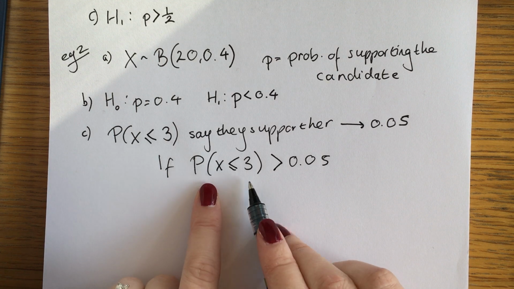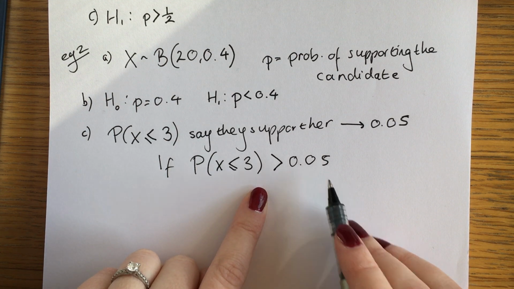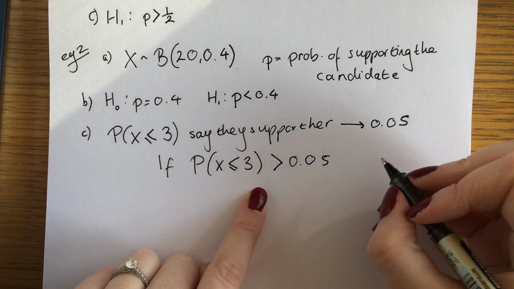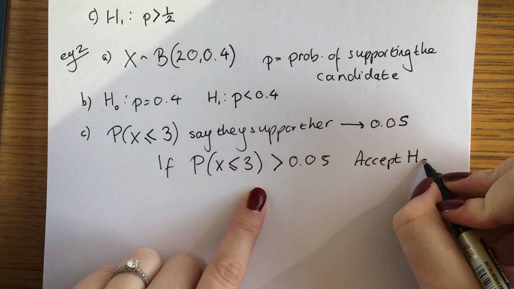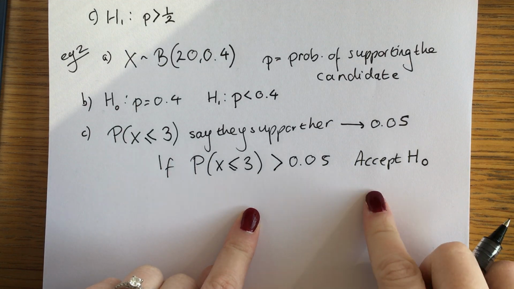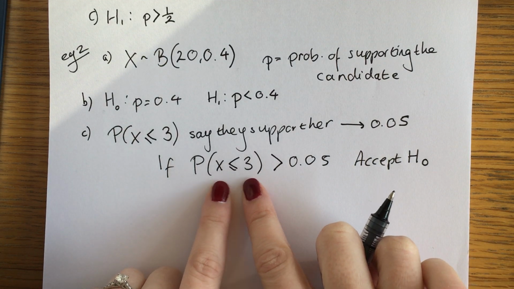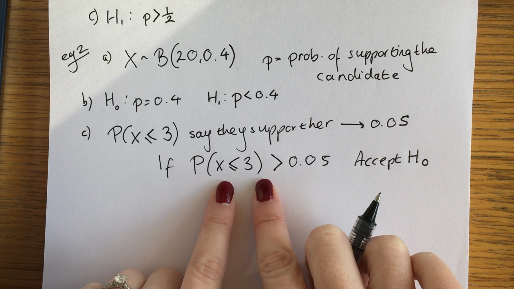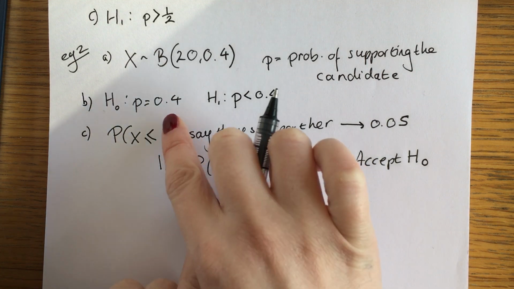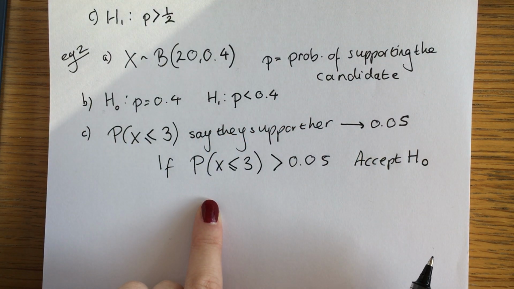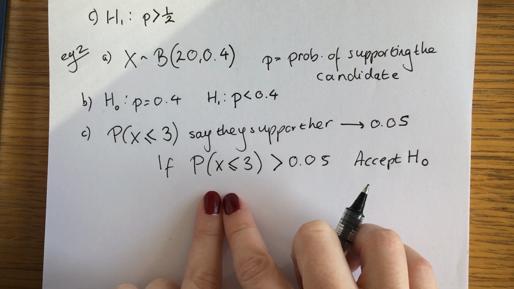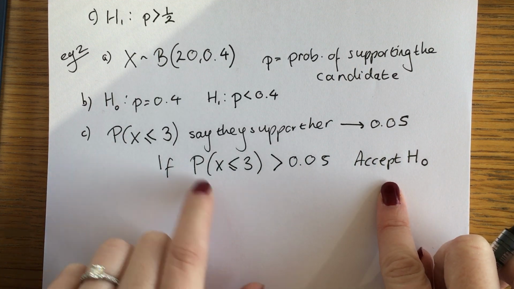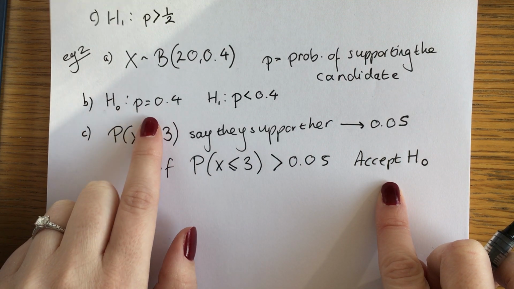If we think that 3 people or less has more than 5% chance of happening, then we do what's called accept our null hypothesis. And what that means is that this probability is still likely enough to happen that our original idea that 40% of people support her must still be true, because this still has a really good chance of happening. It has more than 5% chance of happening, so our original premise must be true.